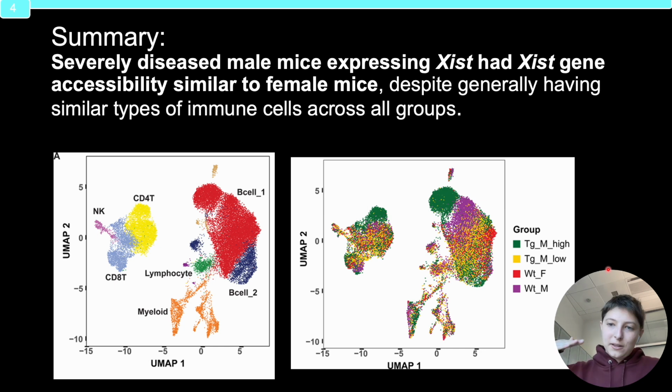So remember when I mentioned that they chose a pathology score of 10 to measure severity? They split that male group into two. They did the mutant male with high severity and then the mutant males with low severity.